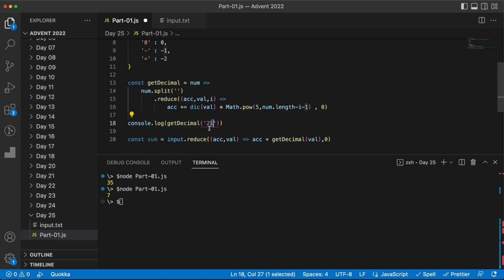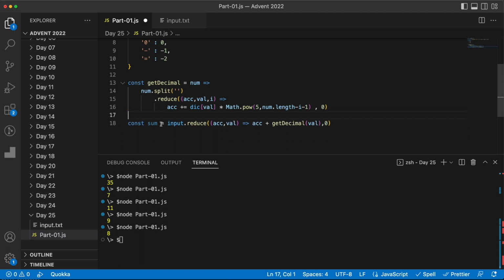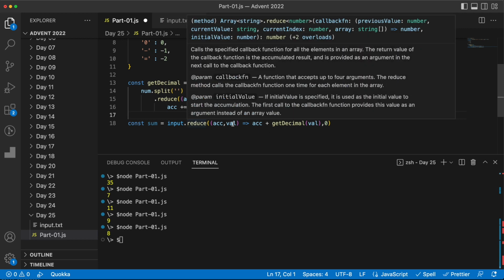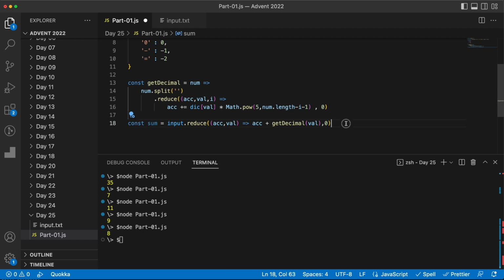This is 5, this is 2. What about 2, 1? 2, 1 is 11. What about 2 minus? This is 10 minus 1, which is correct. How about this number? 8. So awesome. I'm getting the correct conversion. I have the sum as well. The only thing that I need to do is convert this to SNAFU.